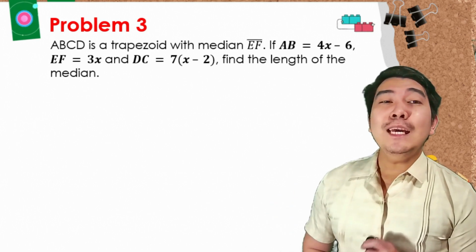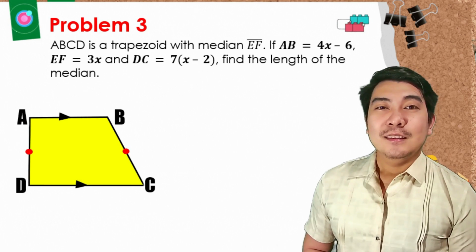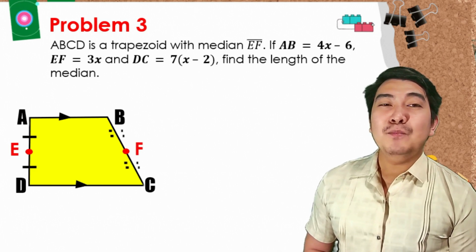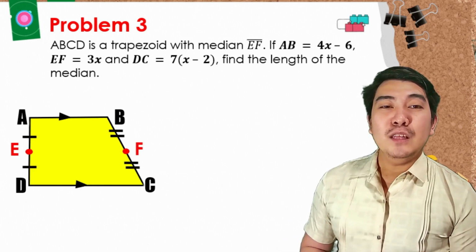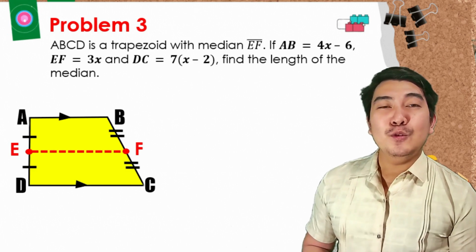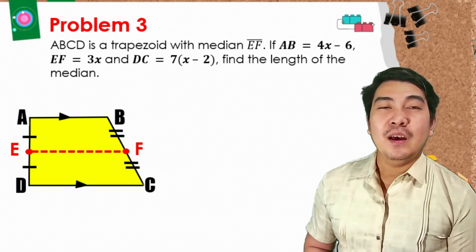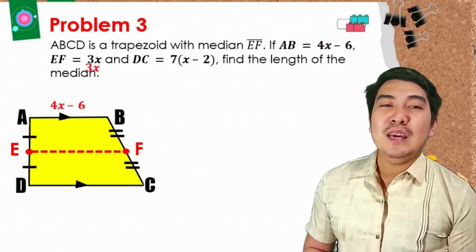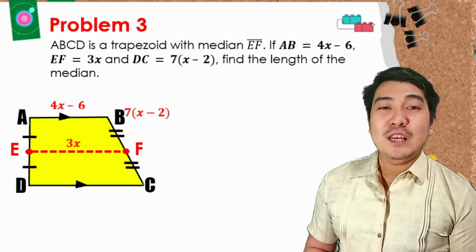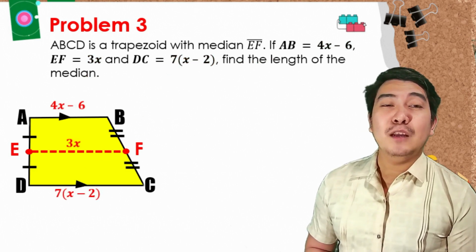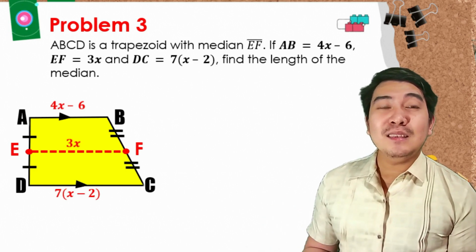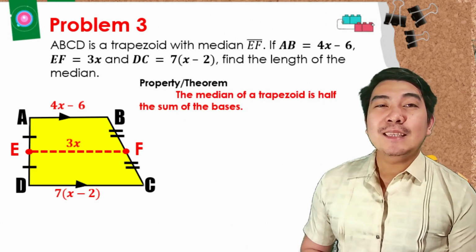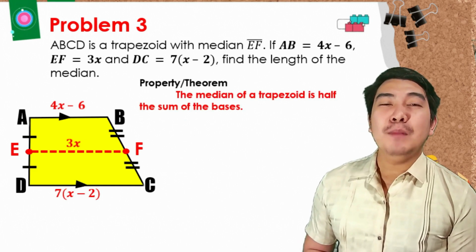First thing that we should do, illustrate our given. So let us say that E is the midpoint of AB, and F is the midpoint of DC. If we are going to connect E and F, we will now produce the median or mid-segment EF. Since the measure of AB is 4x minus 6, the measure of EF is 3x, and the measure of DC is 7 times the binomial x minus 2, we can relate the segments given by the property: the median of a trapezoid is half the sum of the bases.